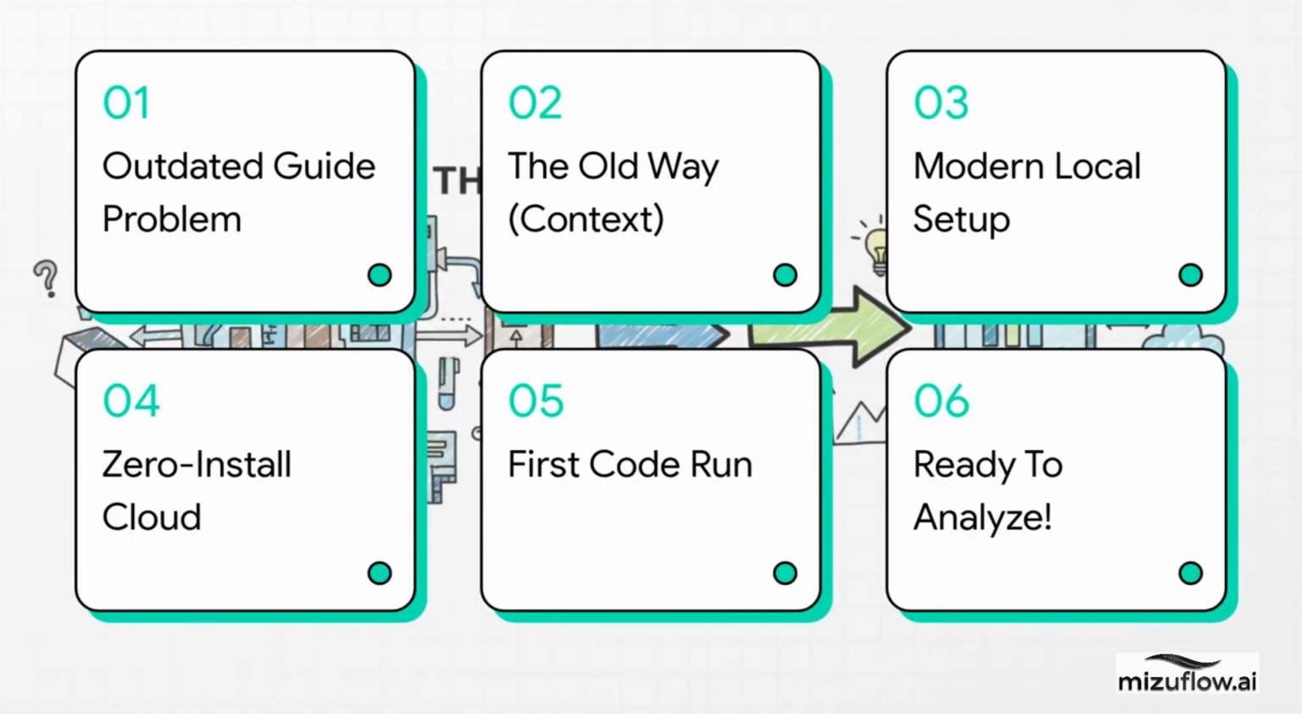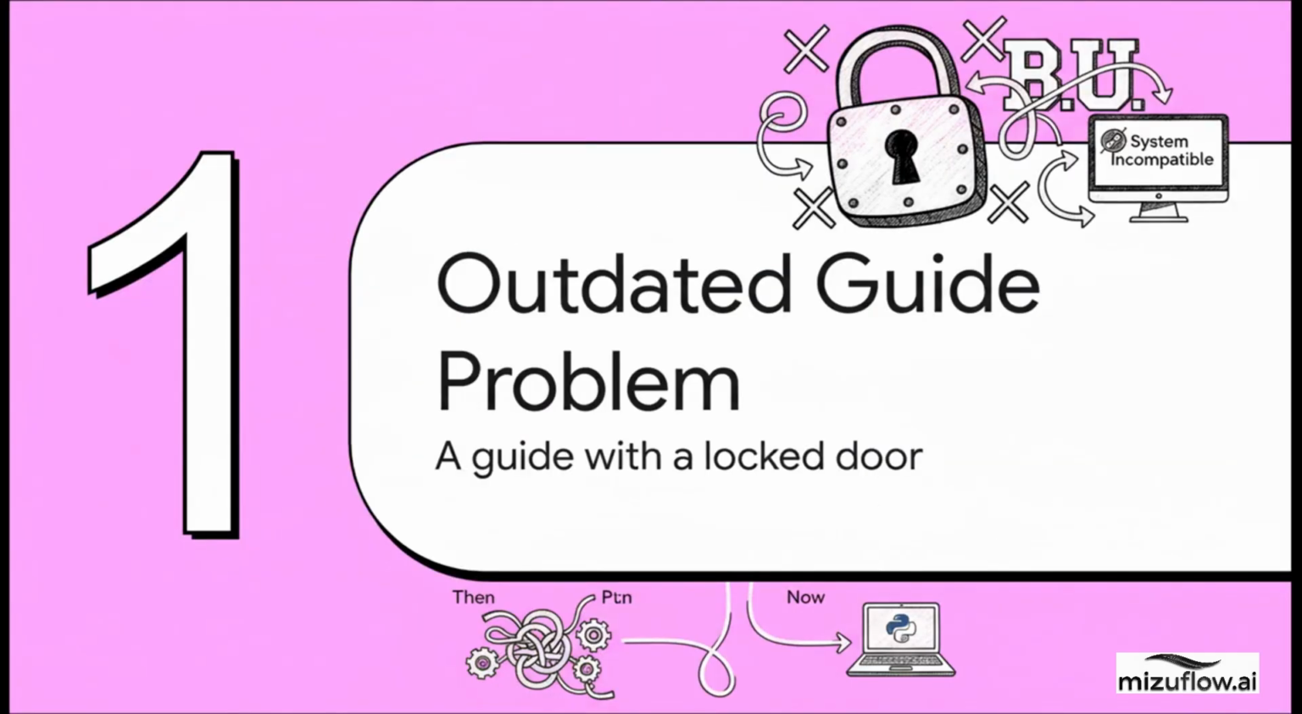So here's our game plan. First, we'll look at the problem itself. Then we'll take a quick peek at the old way, just for context. After that, we'll jump into two fantastic modern solutions. Then the fun part. We'll run our first bit of code and get you all set to start your own analysis. Simple as that.